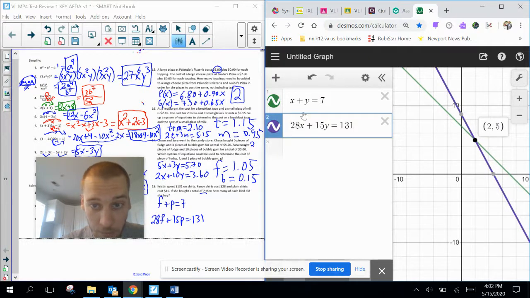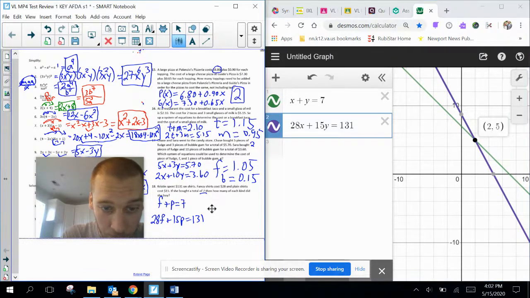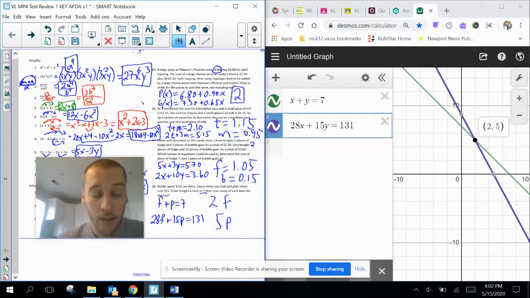Remember, we used F became X, P became Y. So X is fancy and Y is plain. So there are 2 fancy and 5 plain shirts. That's it. The test is going to be just like that.